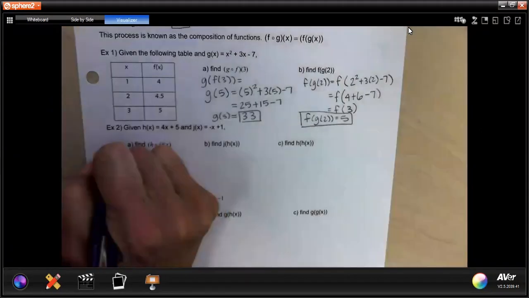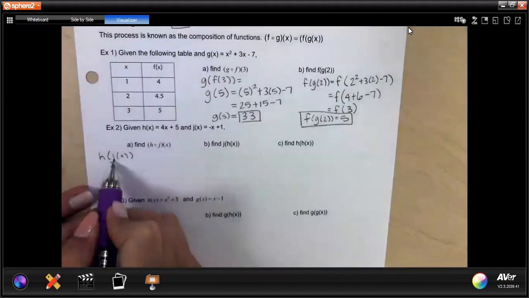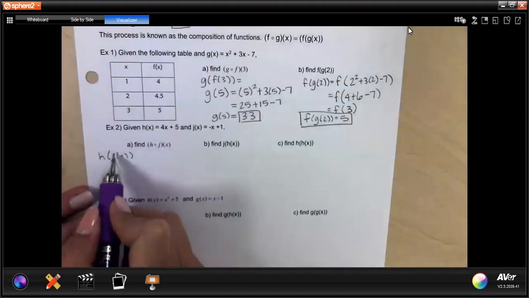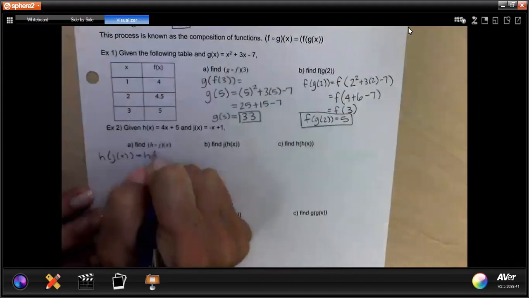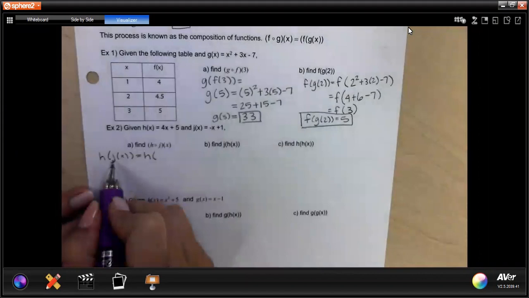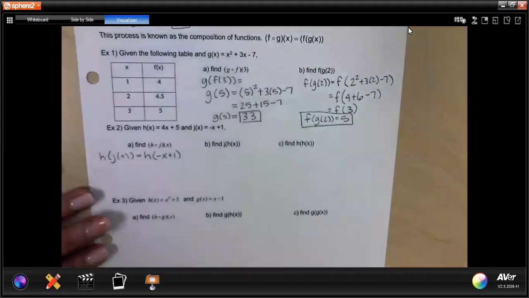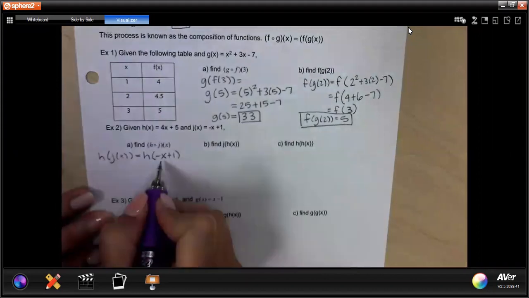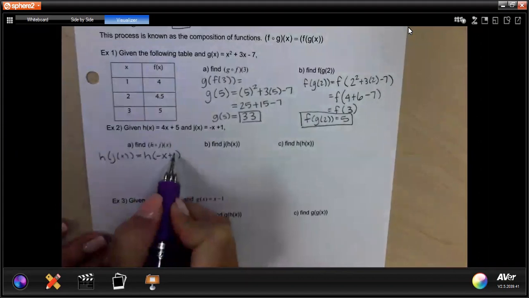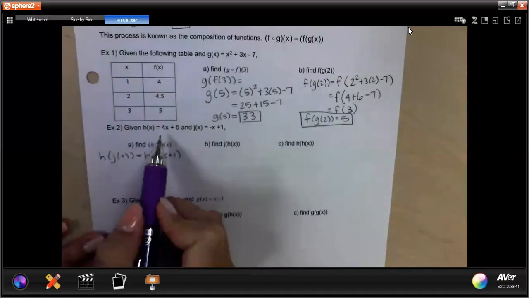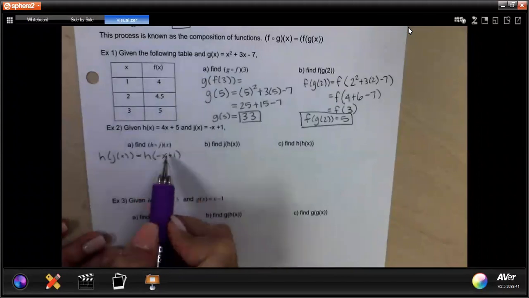So h of j of x. So x is going to be my input for j, and that entire thing is going to be my input for h. I'm going to go ahead and do it in pieces here anyway so that you can see it as well. So j of x is negative x plus 1. So I've substituted this j of x with the value of j of x. Now, this is now my new input for h. So I'm going to come to the h equation, and instead of having x as the input, I'm going to have negative x plus 1.